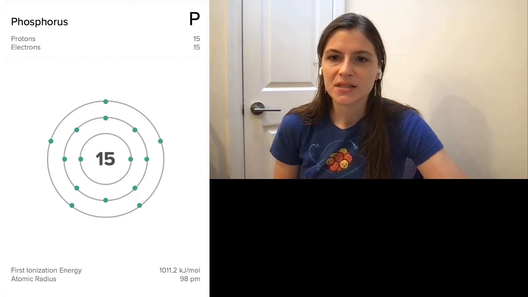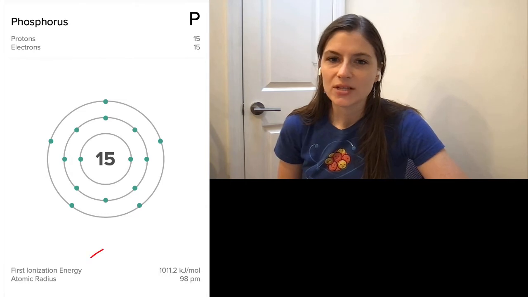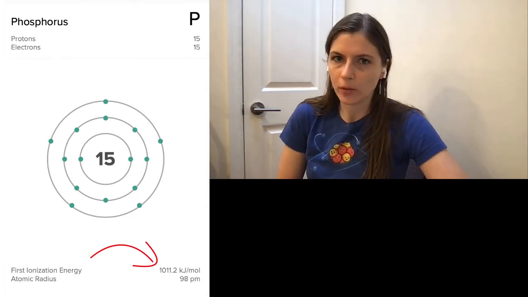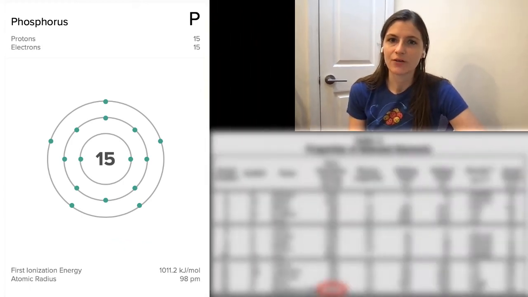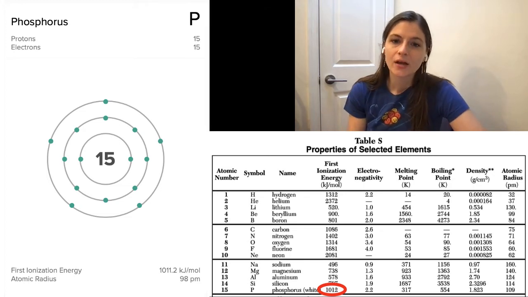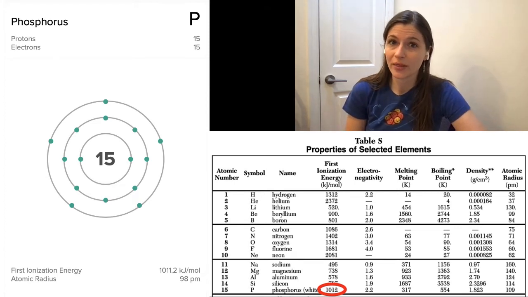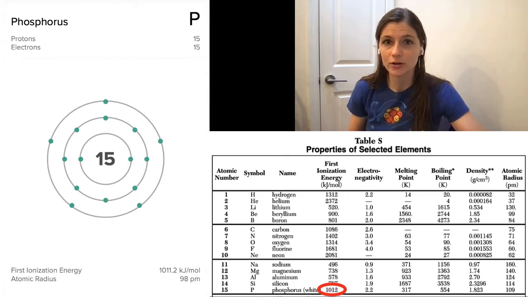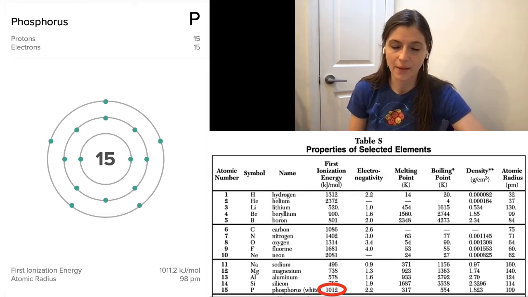So looking at the simulation, let's use phosphorus as an example. On the simulation, phosphorus has a first ionization energy that's listed as 1011.2 kilojoules per mole. Looking at Table S of your reference table, however, phosphorus has a first ionization energy listed as 1012 kilojoules per mole. Those values are very close to each other. They are only 0.8 kilojoules per mole away from each other, and they likely just come from different estimates and different degrees of use of significant figures from the two source materials that both the simulation and the reference table are getting their data from.